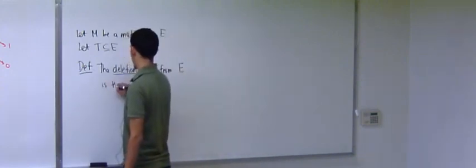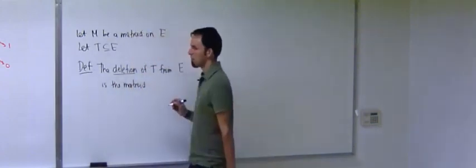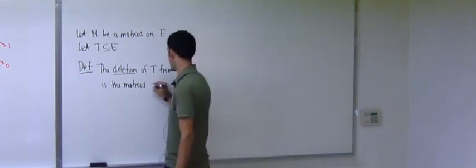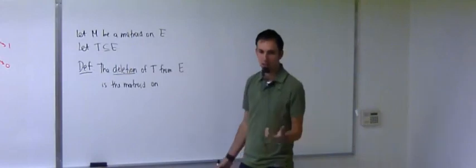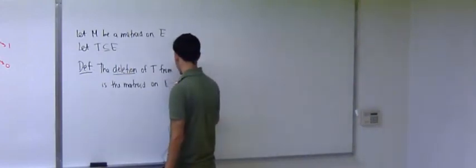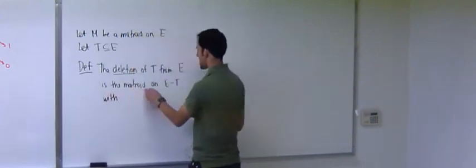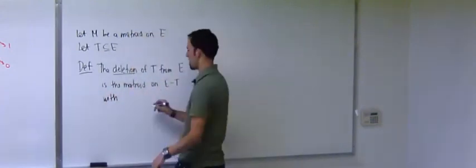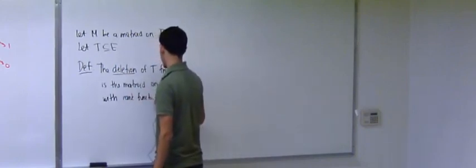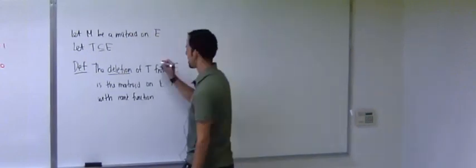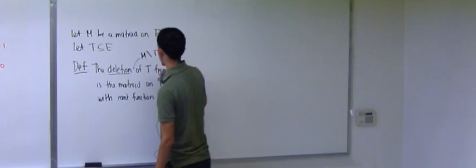is the matroid. What is the ground set of the matroid if I delete T? Well, I had E and I deleted T, so it's the matroid on the set E minus T with rank function... now this is called M backslash T.